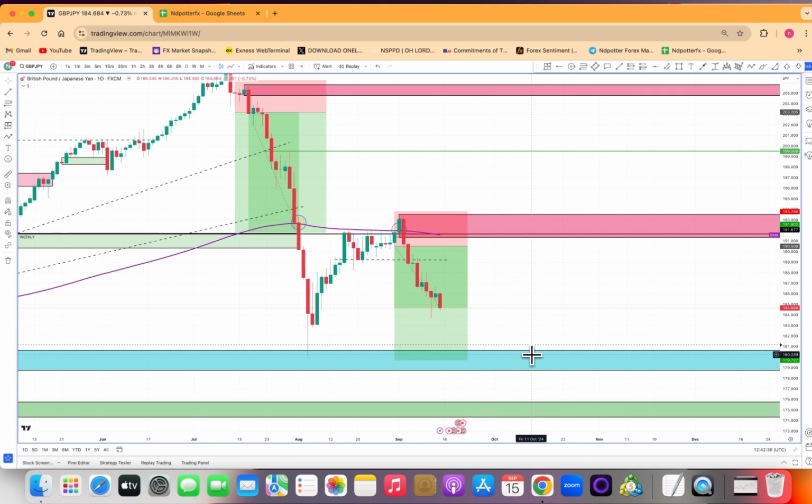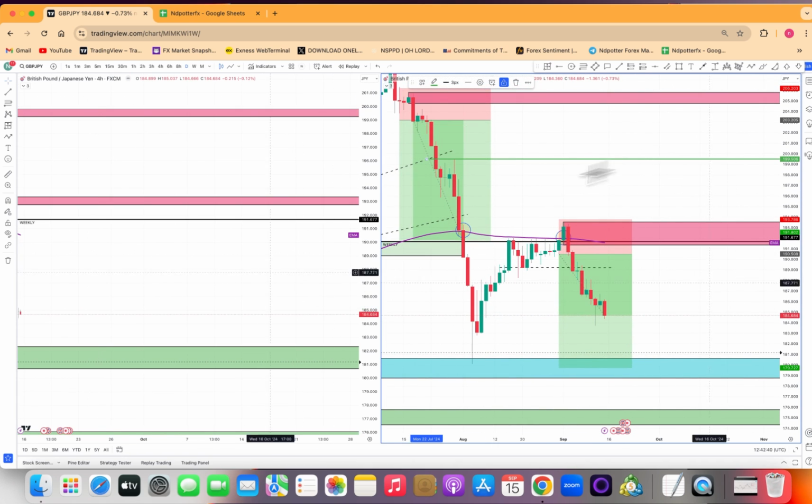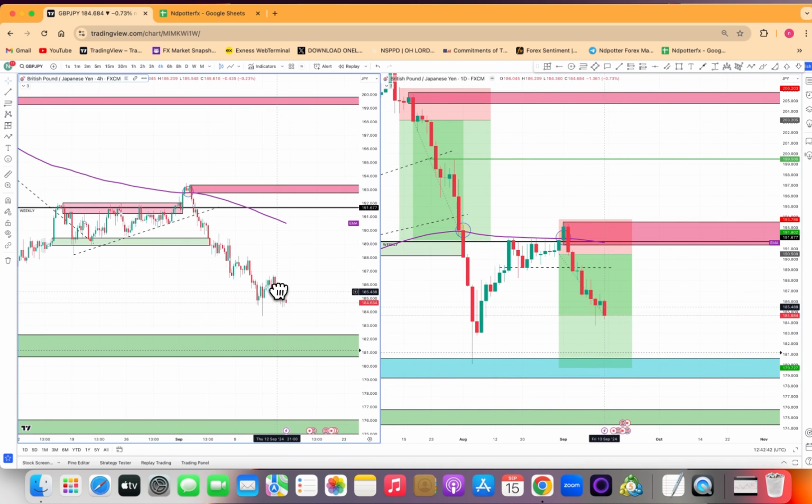So you guys see how this market has played out based on using the data properly. We have been able to call out all this massive move.